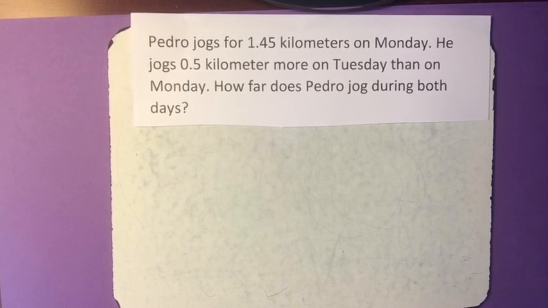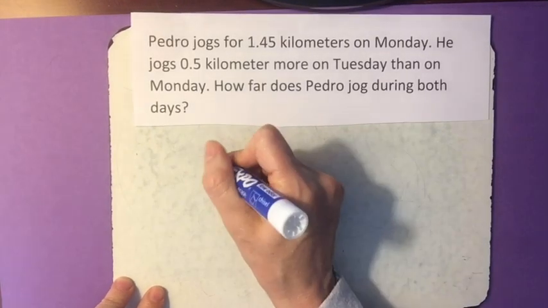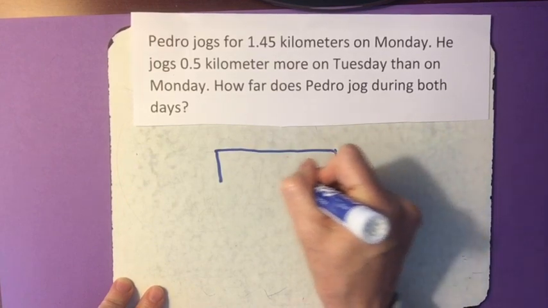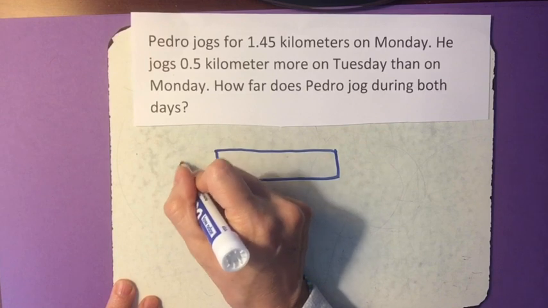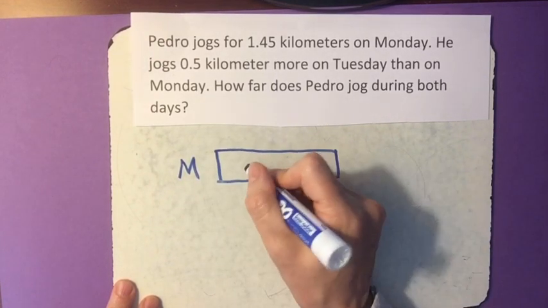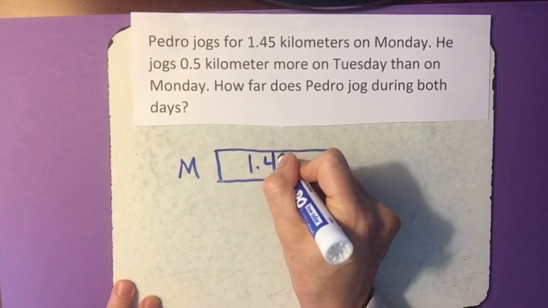Okay, so to use a bar model, what we need to do is draw a bar model. Yay, bar models. Okay, so the first thing we're going to do is represent Monday. So M is for Monday, and Pedro went for 1 and 45 hundredths kilometers.